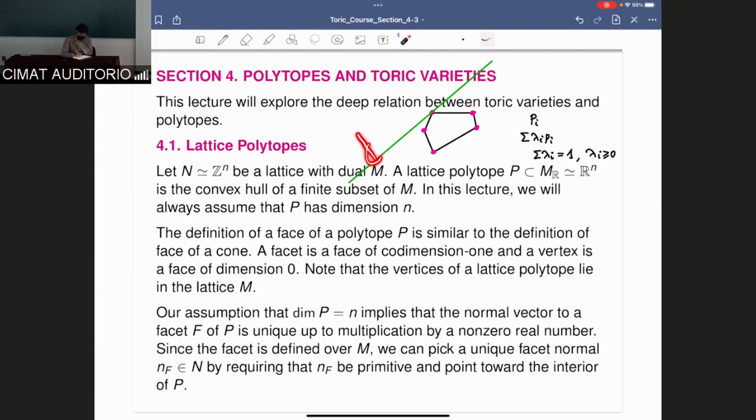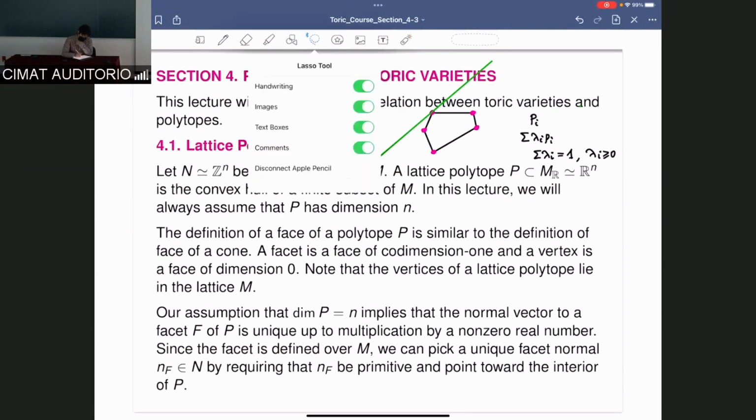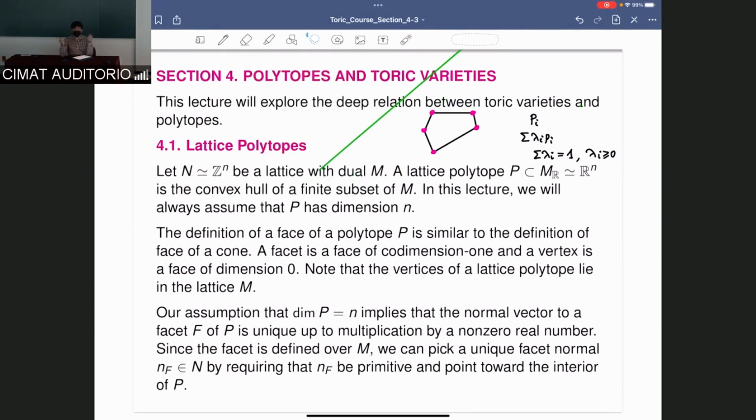If I put it over here, I guess the whole thing is a face. The whole polytope is a face of itself. The vertices are faces, and one like this would define this guy over here as a face as well. Very good. Essentially the same definition that we gave for faces of a cone.